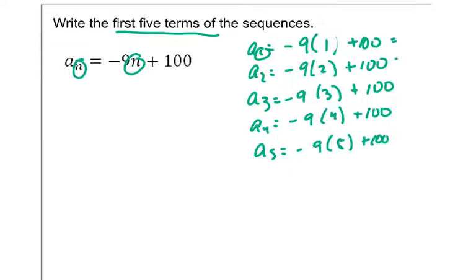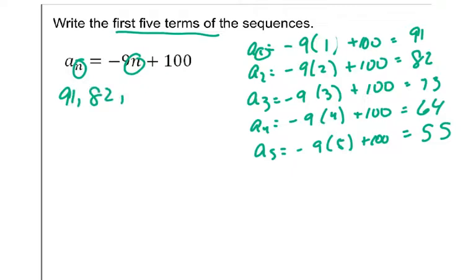All of these we are adding to 100. So we've got 91, and then 82, negative 27, so that would be 73. Negative 36, so that would be 64, and then negative 45, so that would be 55. And how we would write them is horizontally: 91, comma, 82, comma, 73, and then the final 2.